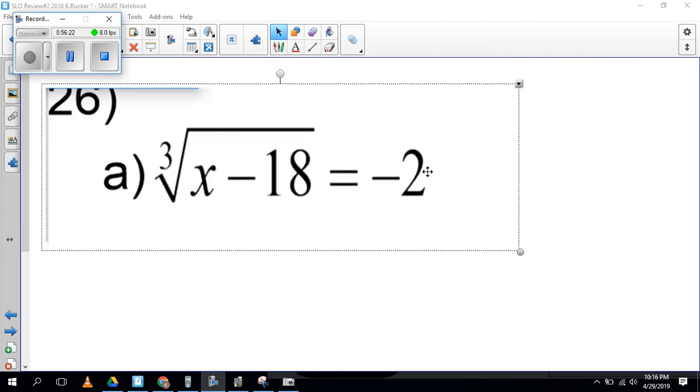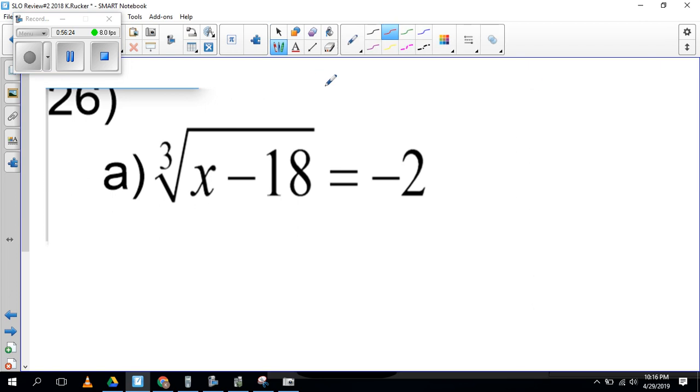Okay, so our next problem, it says the cube root of x minus 18 equals negative 2. So our whole goal in here is to solve for x. So I'm going to put my line through the equals like always. And if we have a square root, a cube root, fourth root, whatever, and it's isolated, we want to get rid of it. And so to get rid of the cube root, all we do is cube it.